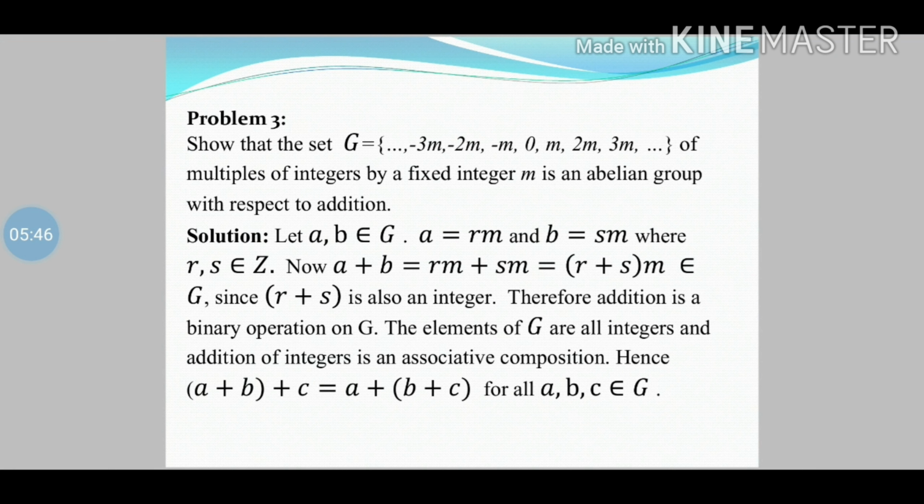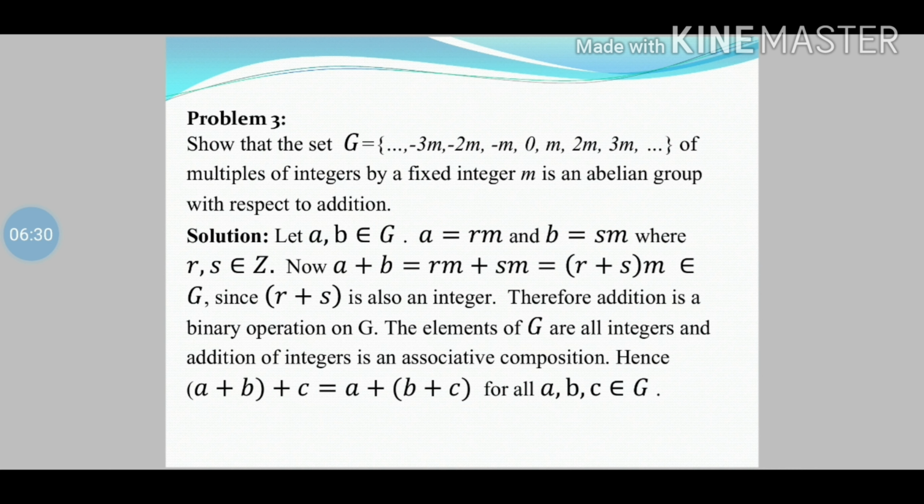In problem 3, we consider MZ, that is, M multiples of the set of all integers. Now we want to prove that this is an abelian group. First, we want to prove that this set G is closed under addition. Second, this set G satisfies the associative property. Third, we want to find an identity element, and fourth, for any element in G there exists an inverse.